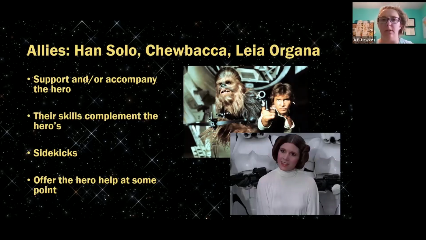In Star Wars, Luke's allies are Han Solo, Chewbacca, and Leia Organa. These characters are meant to support and/or accompany the hero on their journey, on their quest to achieve their final goal. And their skills tend to complement the hero's skills. They're often seen as sidekicks. Though Chewie is Han's sidekick, not really Luke's sidekick. But these characters generally offer help to the hero. So in Star Wars, Han, Chewie, and Leia are helping Luke at various points in the story.